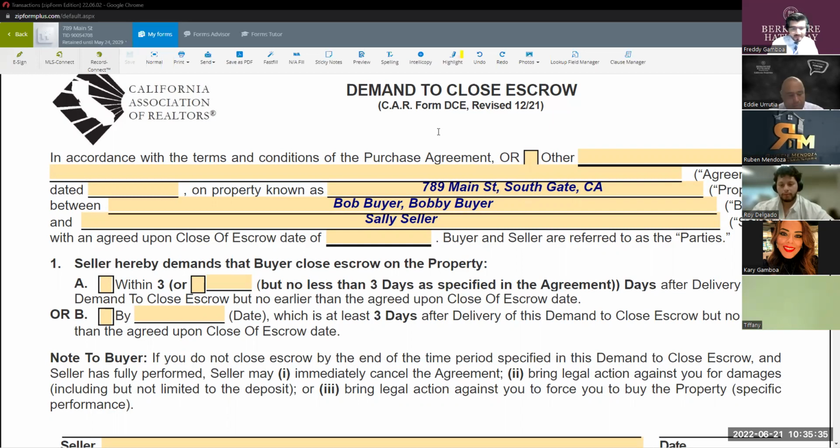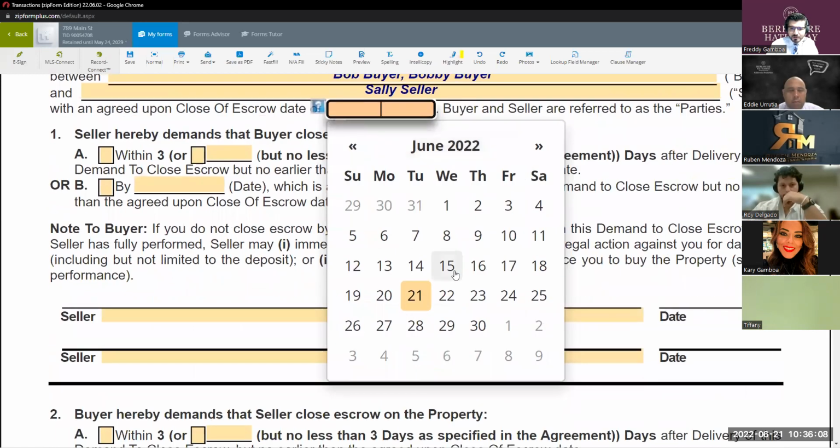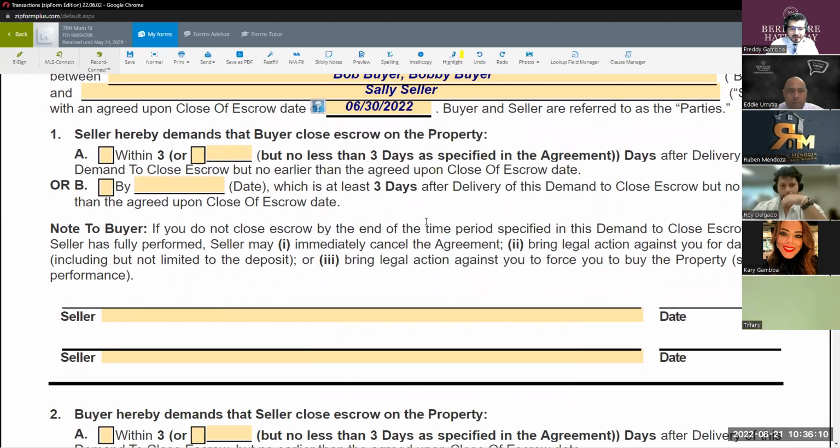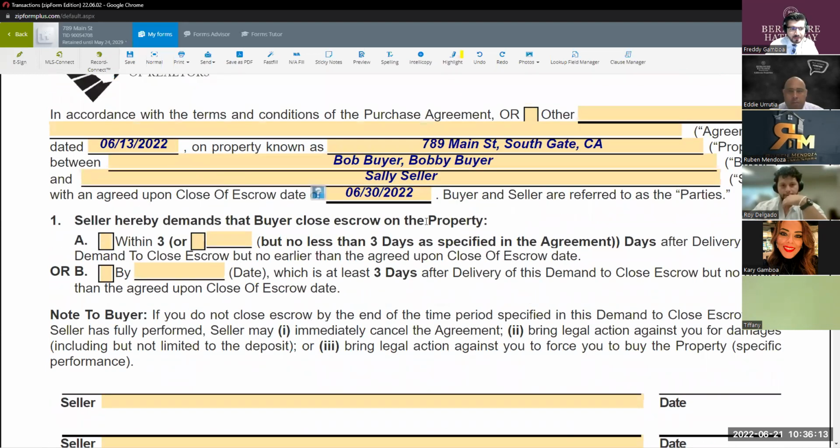Well, guess what? Yes, the buyer has to remove all contingencies except for the last one. Well, you reach the 30-day mark. So most likely the seller will give the buyer the demand to close escrow, C.A.R. form DCE. Again, it goes back to the purchase agreement, the date that it was written, June 13, property address, between the buyer and seller. And we had agreed to close on which date? Well, we had agreed to close on, for example, June 30th. And they have not closed yet, correct?